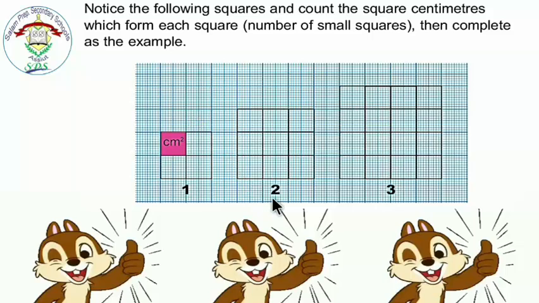The second square. This square is a square centimeter. Square 2 has 1, 2, 3, 4, 5, 6, 7, 8, 9. 9 square centimeters. Okay? Side length is equal 1, 2, 3. 3 centimeters.